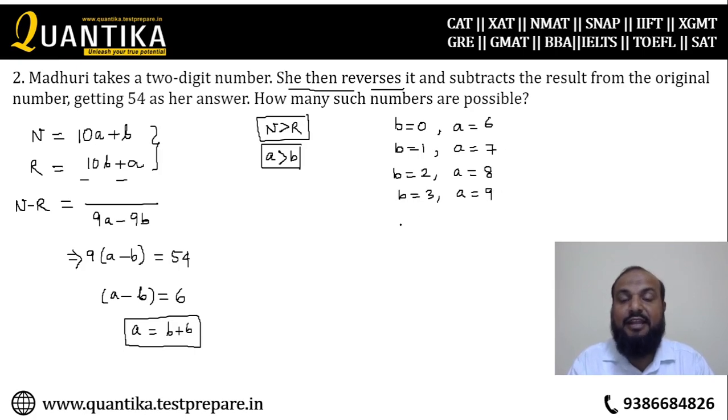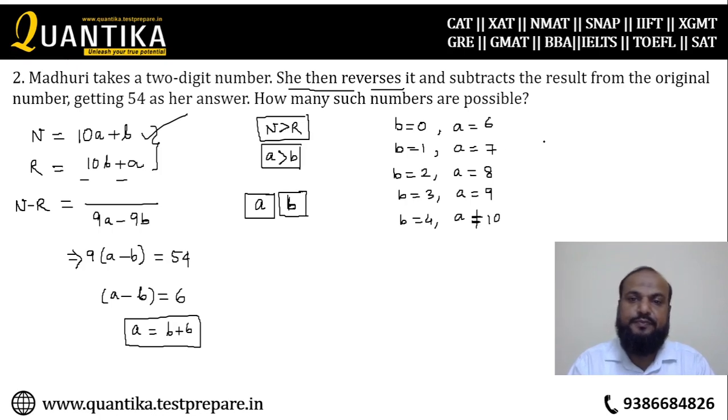9. If I take b is equal to 4, a will become 10, which is not logically acceptable because a is a digit. A is a non-zero digit, because when you assume the number to be 10a plus b, we have already studied this in the previous video that a is the tens digit and b is the units digit.